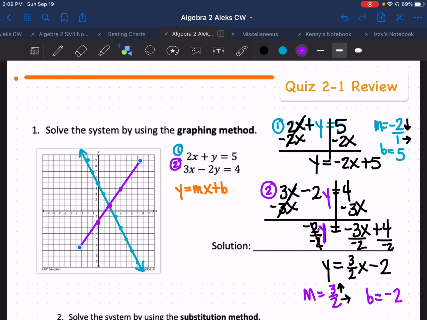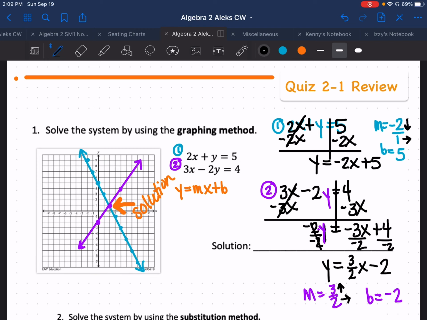Remember, your TI Inspire can do even a better job for you. There we go. There is our answer, and our solution is right there.